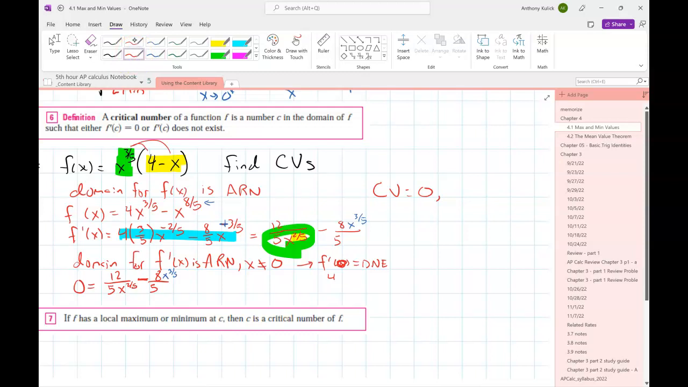So to do this, what I'm going to do is make a common denominator. I'll just multiply the top and bottom by x to the 2/5 here. So I'd have 12 minus 8x over 5x to the 2/5. And I know a fraction can be equal to 0 when the numerator is equal to 0.